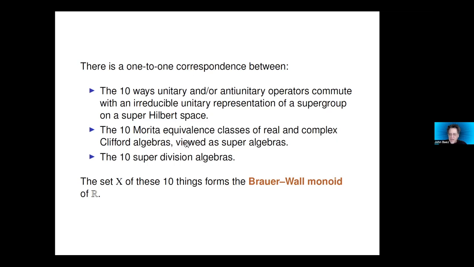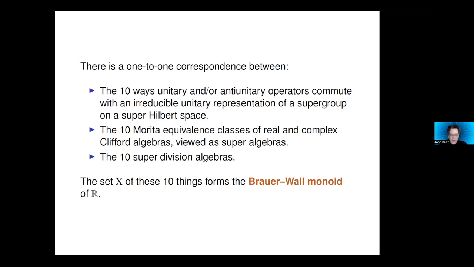So Wall's paper, I think in 1964, about this subject, he shows why they are connected. But the proof of the connection is pretty complicated. I wouldn't say we have a good, simple reason why there is that connection. And I don't think we've exploited it fully yet either. This other connection, the first item being connected to the other two, I'll say a word about, but it also takes some work to show. But in any event, we get this set of 10 things, and I call that the Brauer-Wall monoid of R.